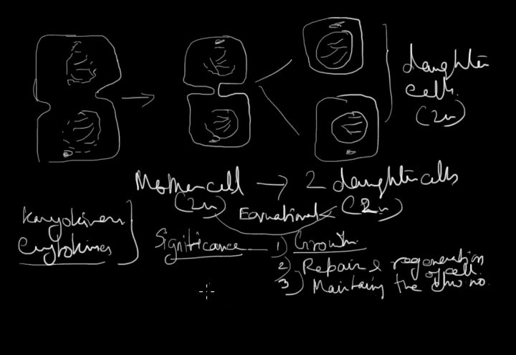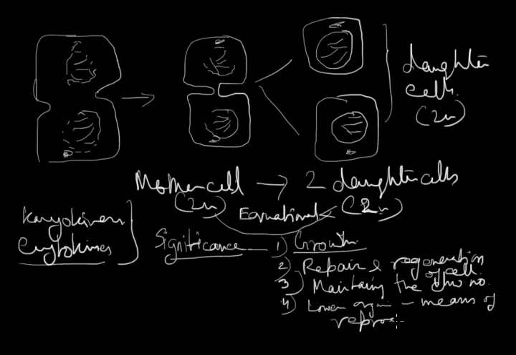For example, in our case, we have 46 chromosomes in our somatic cells, and we maintain the equal number of chromosomes through mitotic cell division. And finally, number 4, in lower organisms, mitosis is the means of reproduction.